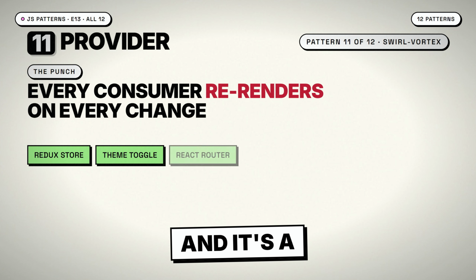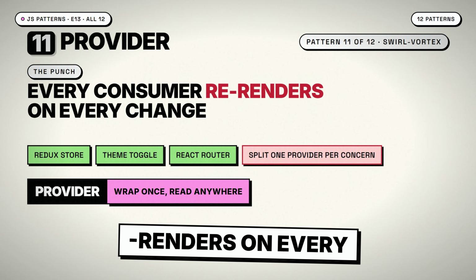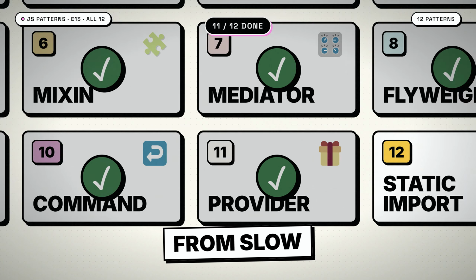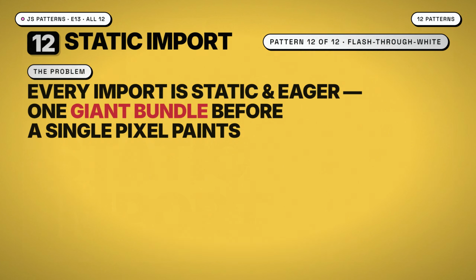The catch, and it's a big one: every consumer re-renders on every change, so split one provider per concern, fast values away from slow.